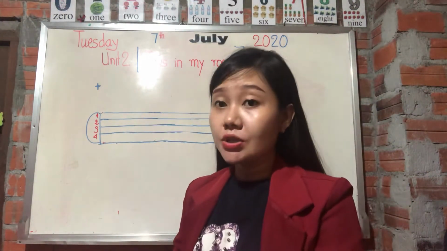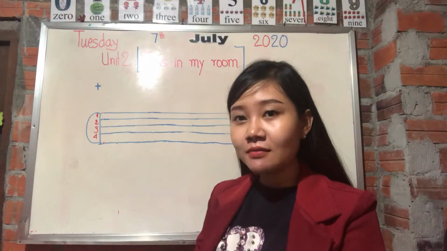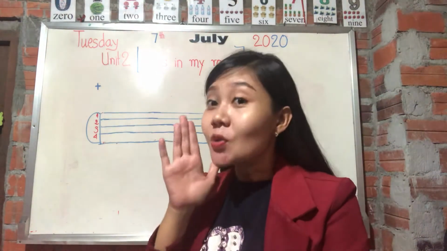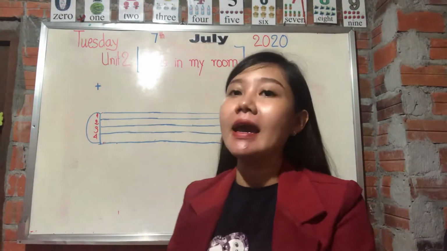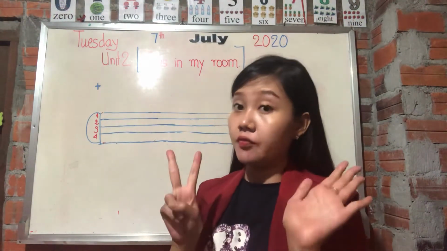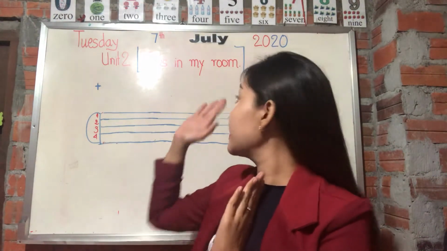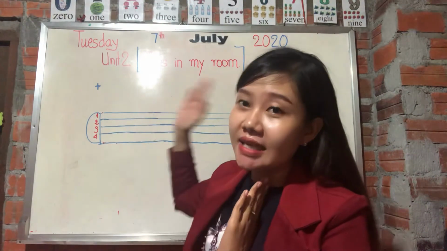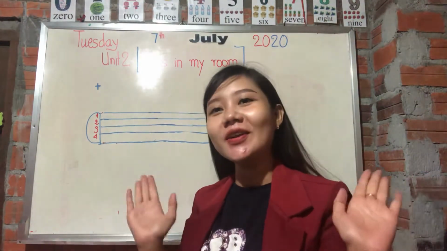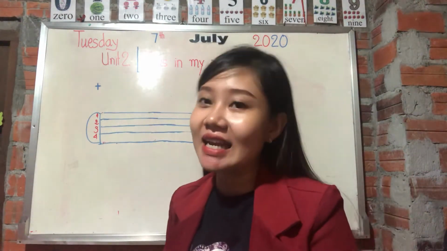Okay, class, can you tell me what day is it today? Today is Tuesday. Very good. How about the date? The date is the 7th. And how about the month? This month is July. And how about the year? This year is 2020. Very good.